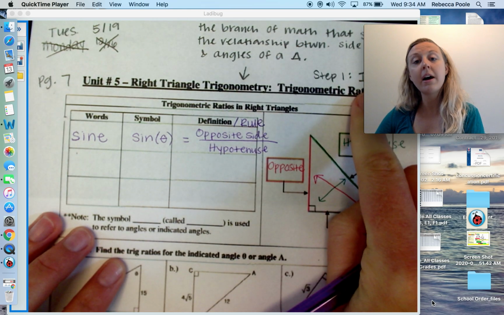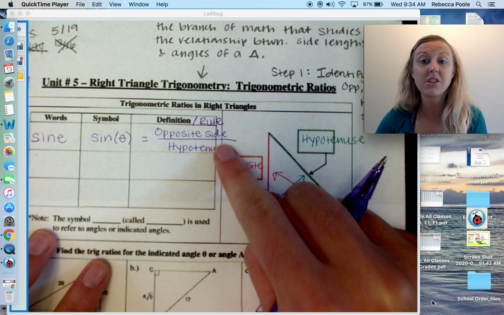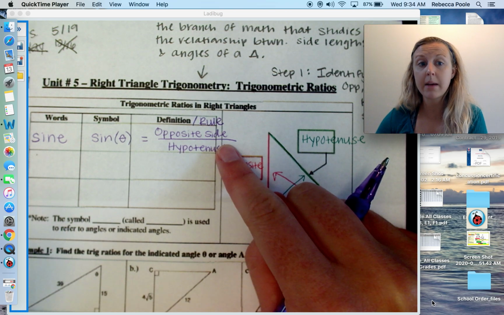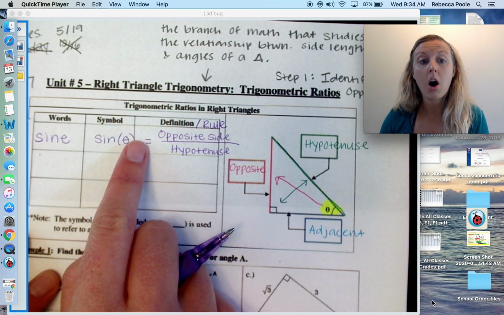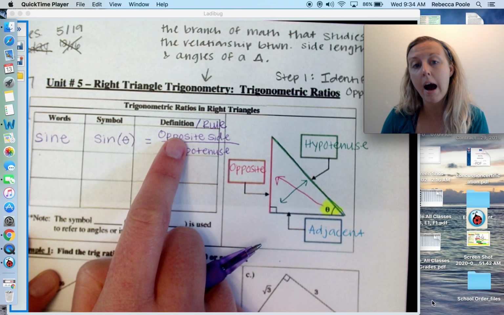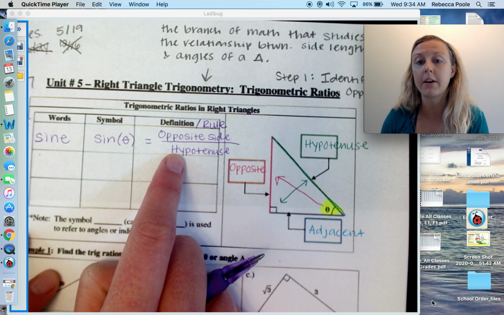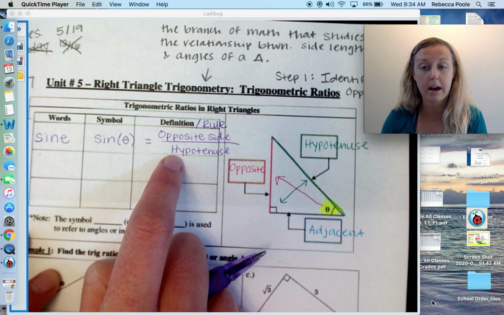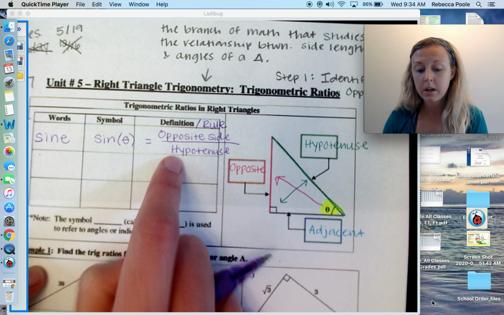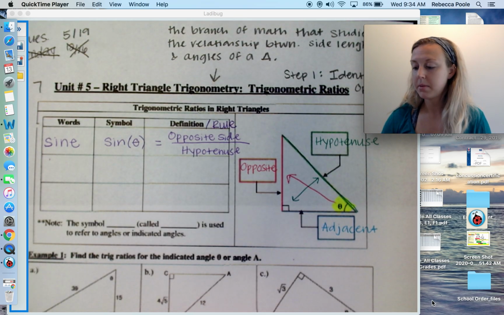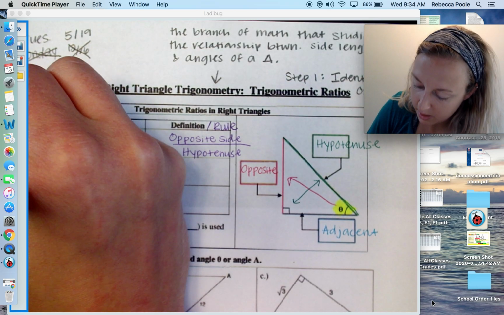So there's a reason why this says trigonometric ratios. This is just a ratio. So one more time, to find the sine of the angle, we're going to do the opposite side over the hypotenuse, or the opposite side divided by the hypotenuse. Okay? All right, so next up, I'll use the same color.